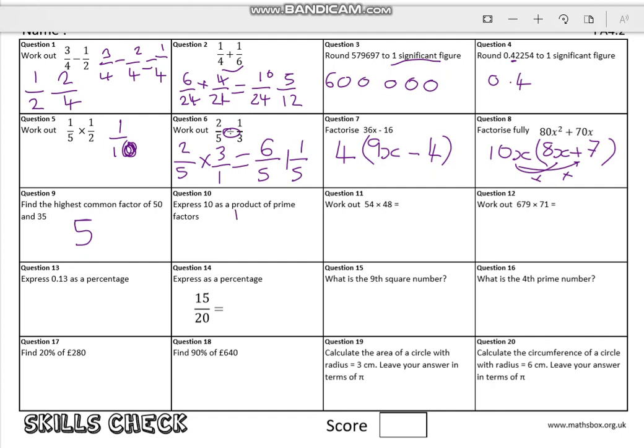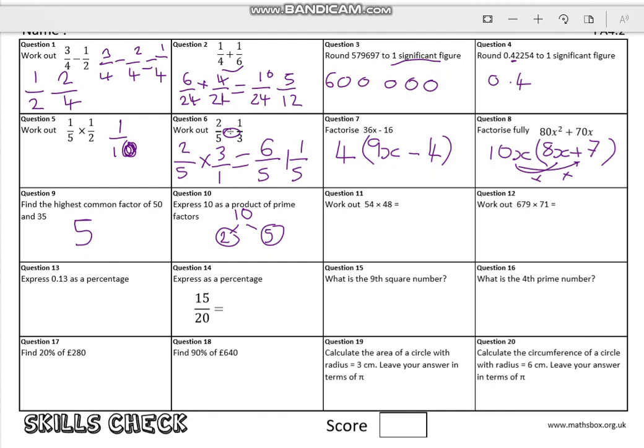Express 10 as a product of its prime factors. So we did this last time, so you would write your number 10, and then you would start seeing what goes into it. So you've got 2 times 5, and you've got to keep going until you realise that it's a prime number, so the only things that go into it are itself and the number 1. And in this case, 2 is a prime number, and also 5 is a prime number, so those are your product of prime factors for the number 10.